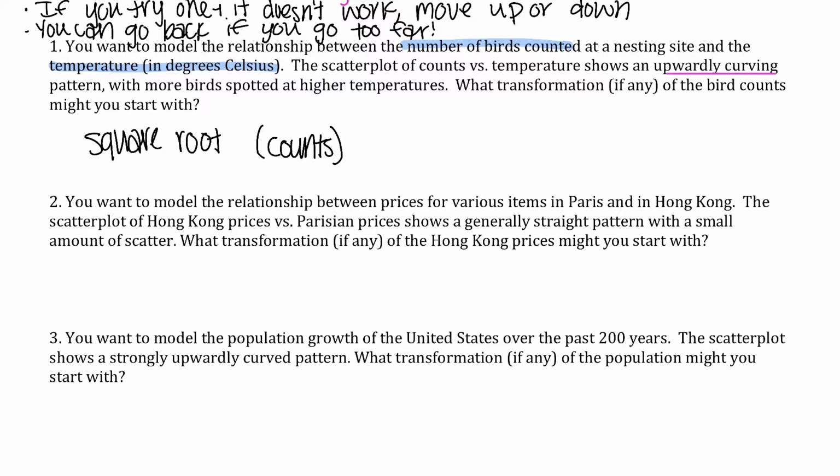Okay. You want to model the relationship between prices for various items in Paris and Hong Kong. The scatter plot of Hong Kong prices versus Parisian prices shows a generally straight pattern with a small amount of scattering. If it says it's generally straight, should we really re-express? No, it's already straight enough. Okay, so don't waste your time going through re-expressions if it's already straight. There's no reason for that.